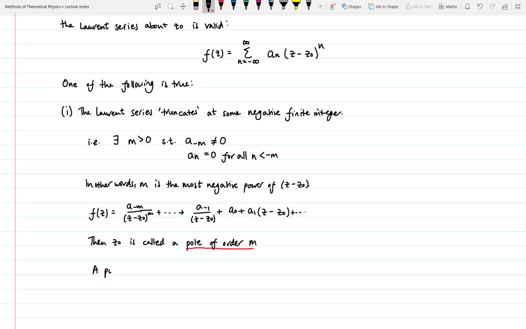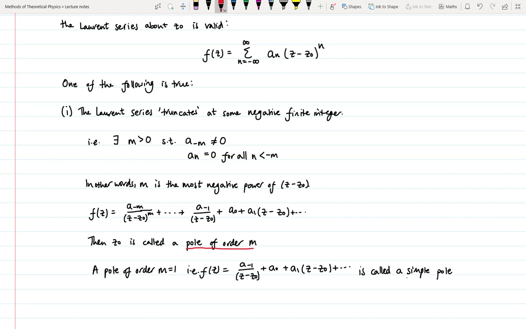We can imagine something like a pole of order m equals 1. That would have an expansion where the most negative power is simply z minus z0 to the minus 1. So there are no terms in 1 over z minus z0 squared, for example. So this is what a function with a pole of order 1 looks like. We call poles of order 1 simple poles. So this function here would have a simple pole at z0.